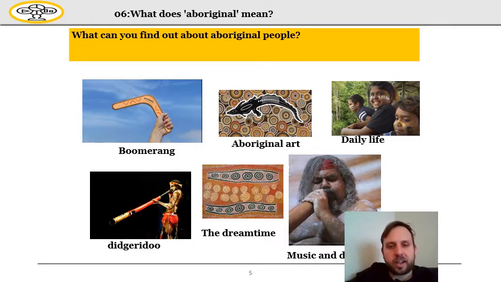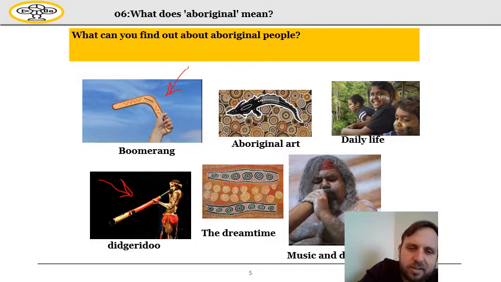Okay, so I want you to find out these sorts of things. What is a boomerang? Okay, there's a picture of a boomerang just here. What is a boomerang? What was it used for? Okay. What can you find out about Aboriginal art? How do they make those pictures? Okay, find out about those Aboriginal pictures. Google them. Okay, go on YouTube. Find out all you can. Okay, what's a didgeridoo? That's a great word. Didgeridoo. Okay, well, it's a musical instrument that Aboriginal people sometimes play. Find out about it. Find out about music and dance. Okay, all very unique to Aboriginal Australia.